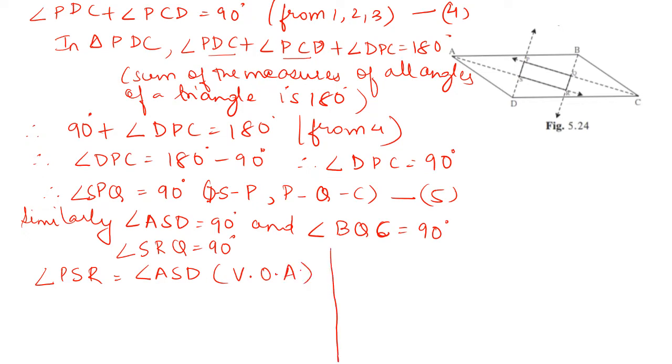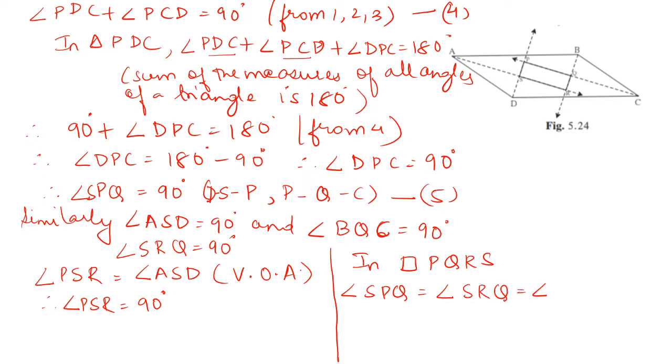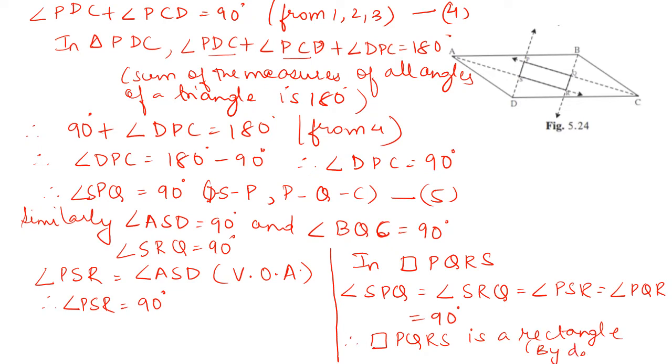Okay, they are vertically opposite angles. So therefore angle PSR is also equal to 90 degrees. So now we can say that in this quadrilateral PQRS, angle SPQ is equal to angle SRQ is equal to angle PSR is equal to angle PQR is equal to 90 degrees. Therefore, we can say that this quadrilateral PQRS is a rectangle, as I said, by its definition.